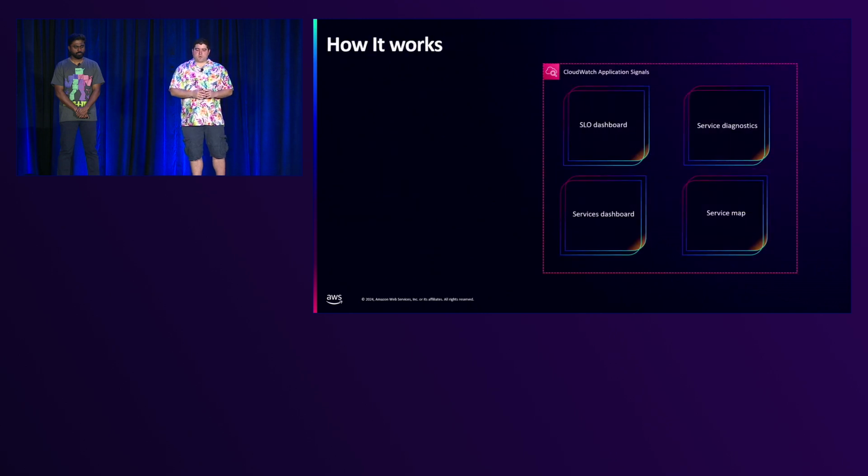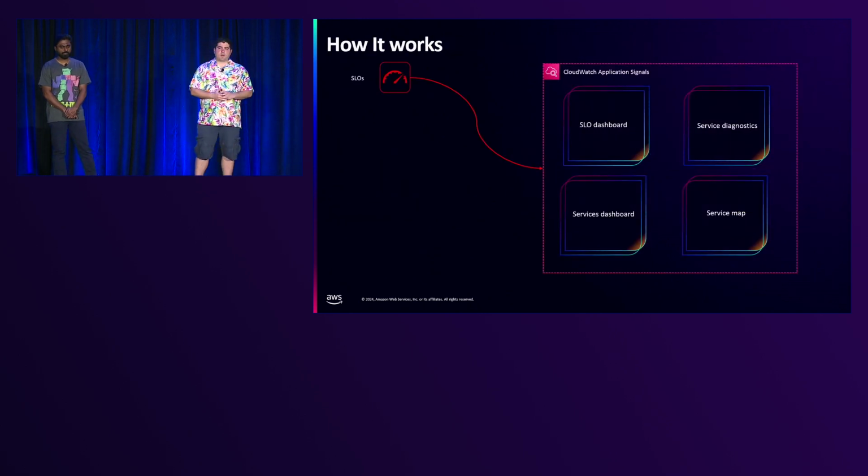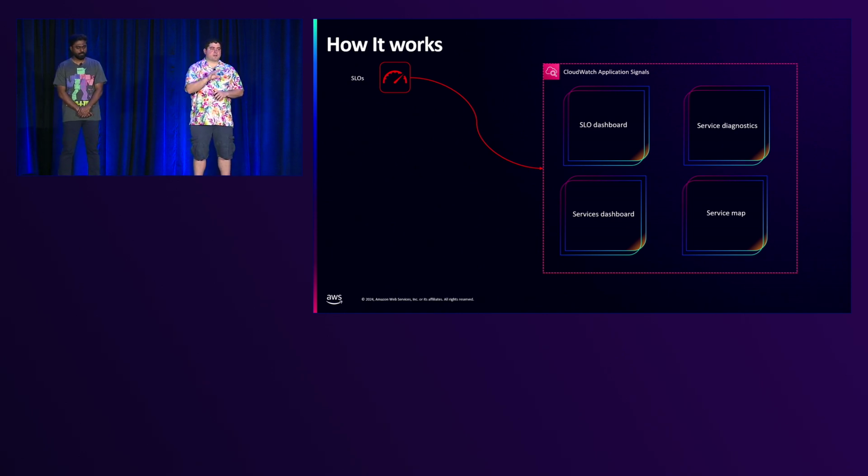Okay, so how does this work? Like I mentioned, we have the SLO here. The reason I have it outside of Application Signals is because you can create an SLO on any metric in CloudWatch. It doesn't need to come from Application Signals. Any metrics you're using today and you want to do an SLO on, you can do that today. You don't need to do any additional instrumentation, nothing at all. Any metric that exists, custom metric, AWS namespace metric, it's fair game.